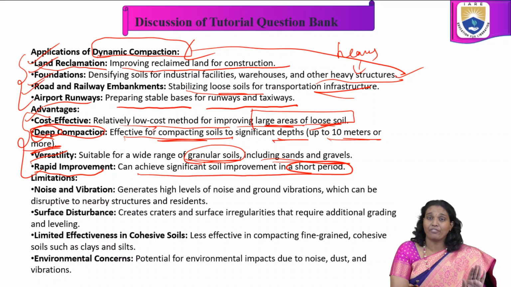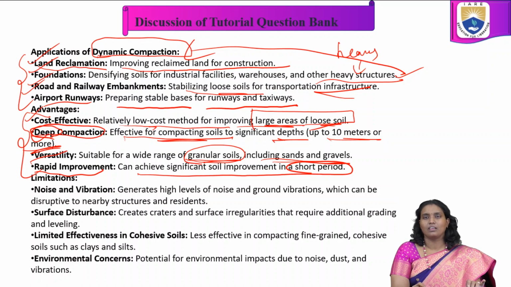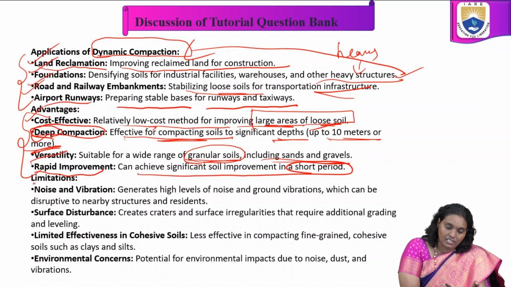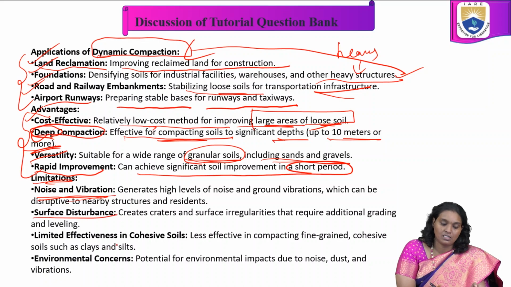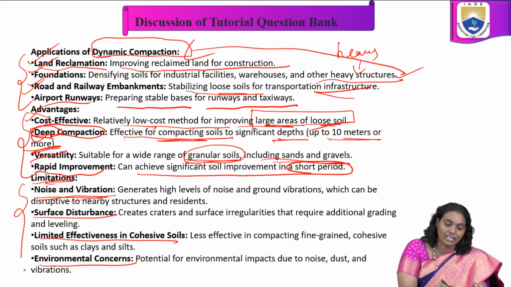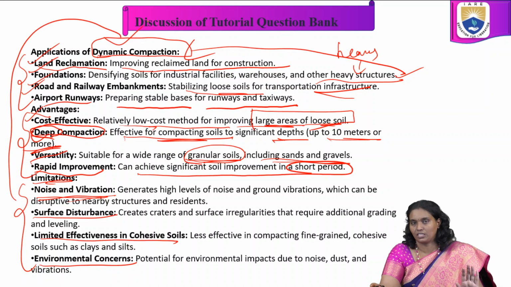We observe soil modification within less time because of this dynamic compaction technique used for the modification of soil in ground modification. Limitations. In this, noise and vibration. There are some limitations: noise and vibration, surface disturbance, limited effectiveness in fine-grained soils, and environmental concerns. These are some of the limitations in this technique. Every technique has its own kind of limitations.